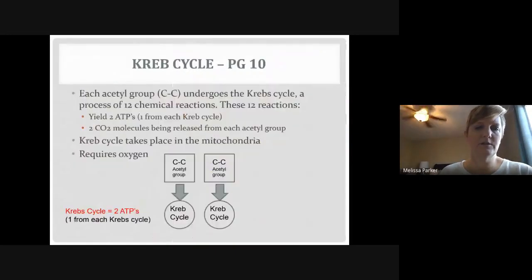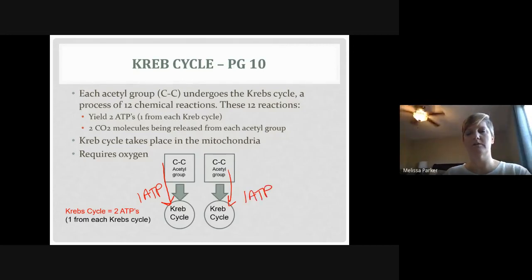Okay, so each acetyl group, which is a two-carbon chain, undergoes the Krebs cycle. It's a process of 12 chemical reactions. These reactions yield two ATP, one from each Krebs cycle. So when we take this acetyl group and put it into the Krebs cycle, this is going to create one ATP on this side. And when we do it over here, it's going to create one ATP on this side. So there's a total of two ATP, but each Krebs cycle is making one ATP. Does everyone understand what I'm saying?